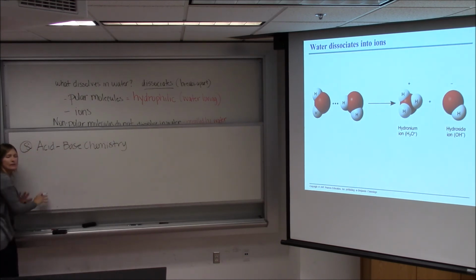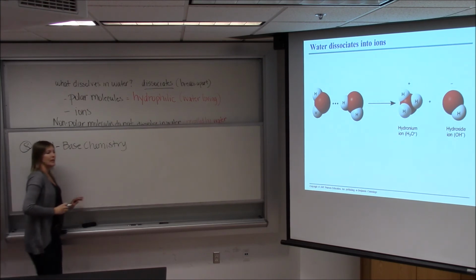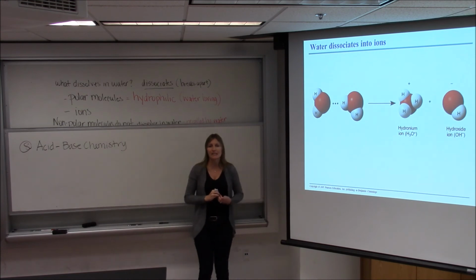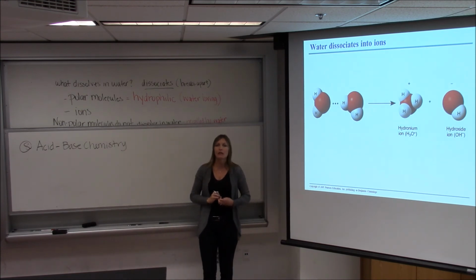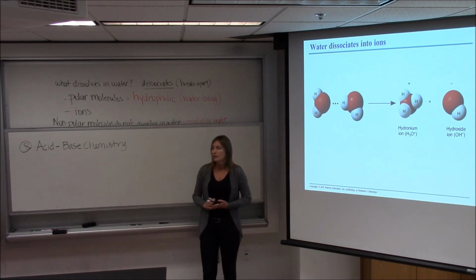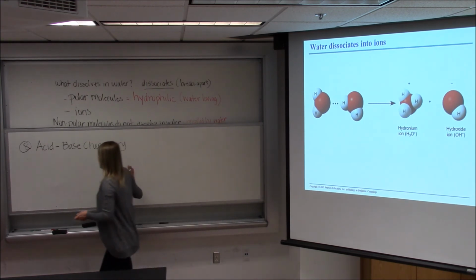Your body constantly tries to keep pH constant. Why? Because any subtle change in pH in your body is going to denature proteins, namely the enzymes that carry out all the important chemical reactions in your body. So keeping pH constant in the body is very, very important. So it's important to understand acid-base chemistry.